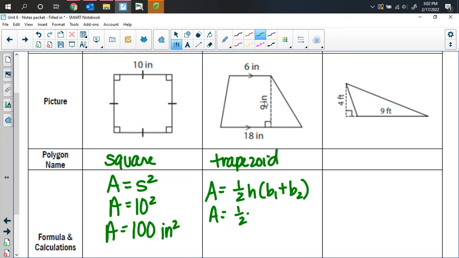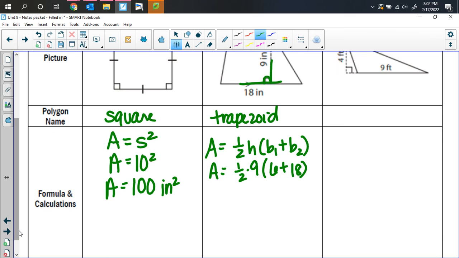So 1/2 times the height, notice there's the little h, it is backwards, but it still works, times 9. In parentheses, I'm looking at my 2 bases. The top is 6. And the bottom is 18. So I'm going to add those 2 together here. You should be doing parentheses first, or if you type this into your calculator, you can just type 1/2 times 9 times parentheses 6 plus 18. And when you do so, you're going to get area for this one is equal to 108, and that's going to be inches squared.